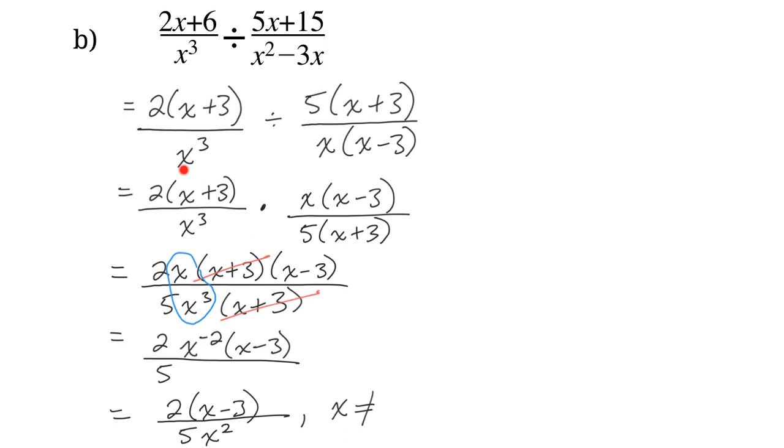So if you look at these factors, x to the power of 3 and x, we know that x cannot be equal to 0. And our next factor here is x minus 3. So that means x cannot be equal to positive 3. But we did something here when we were dividing our rational expressions. We had to flip our second rational expression. So that moved this x plus 3 into the denominator. So we got to take that into consideration when we're stating restrictions. So x cannot also be equal to negative 3.